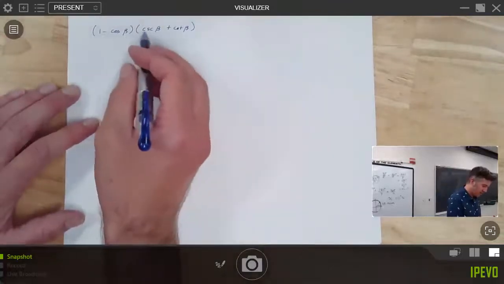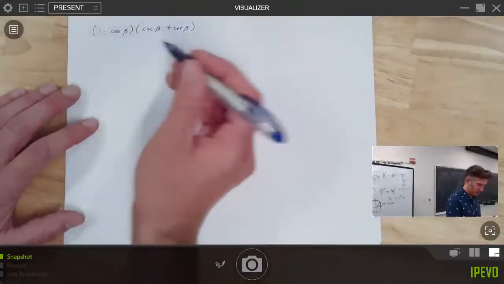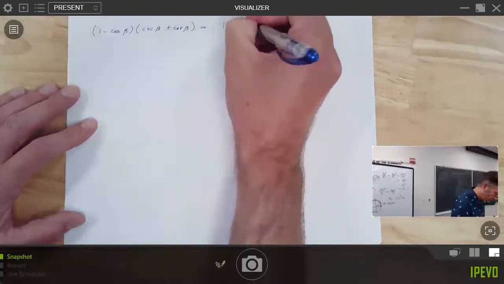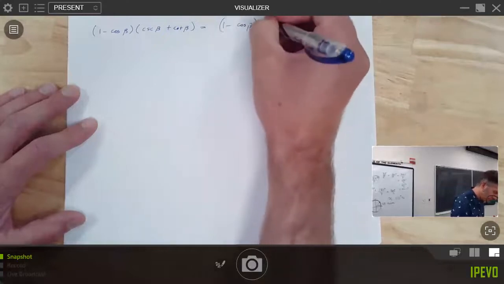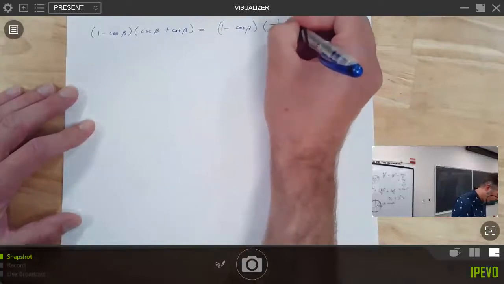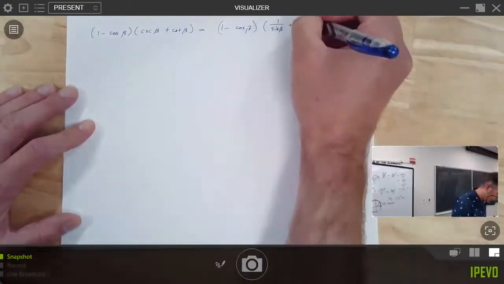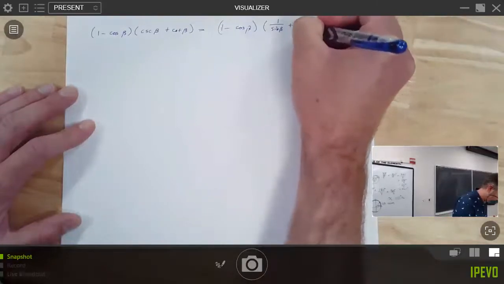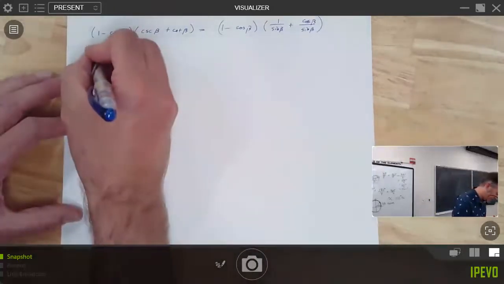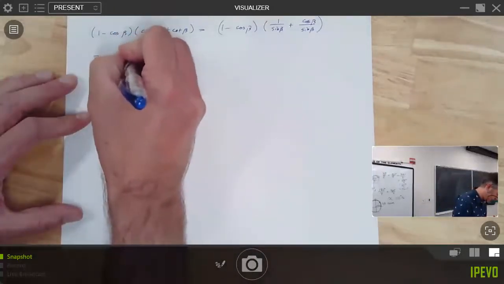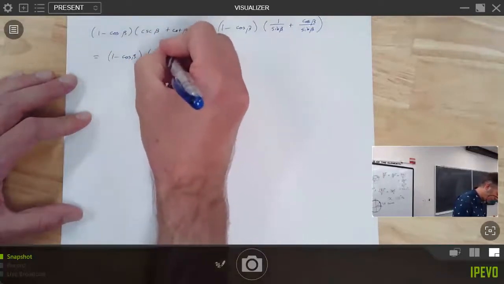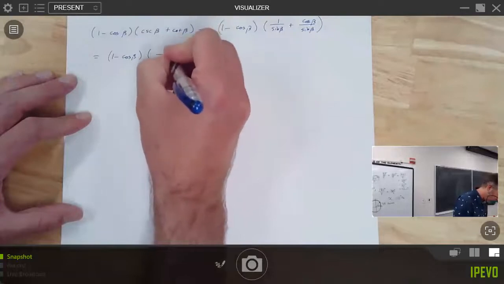Instead, I'm going to note that cosecant and cotangent have different forms. I'm going to write this as 1 minus cosine of beta times cosecant of beta, which is 1 over sine of beta, plus cotangent of beta, which is cosine beta over sine of beta. And noticeably, they have the same denominator. So I can totally make that 1 minus cosine beta times the fraction 1 plus cosine beta all over sine beta.